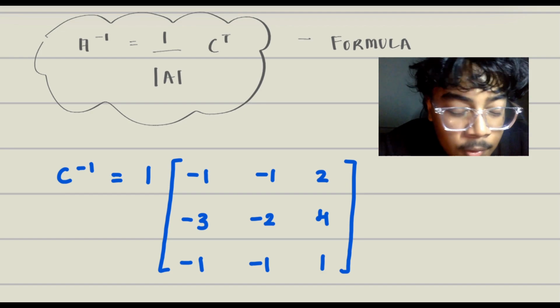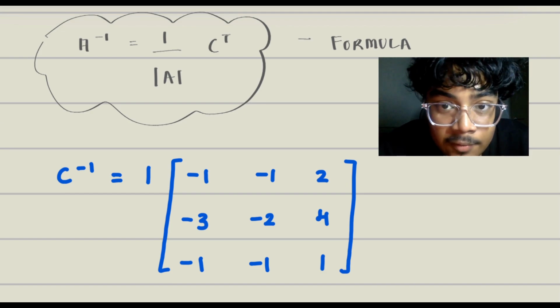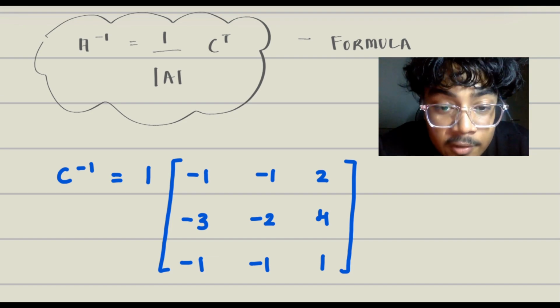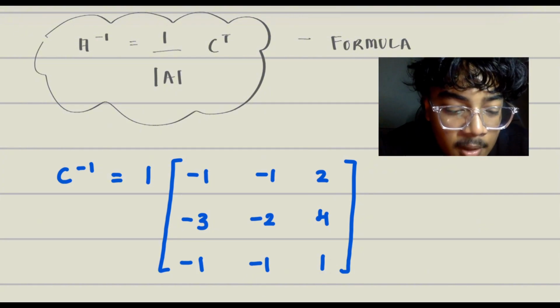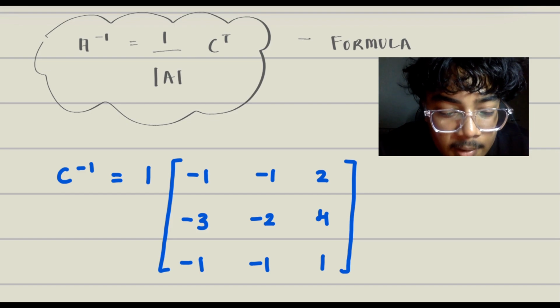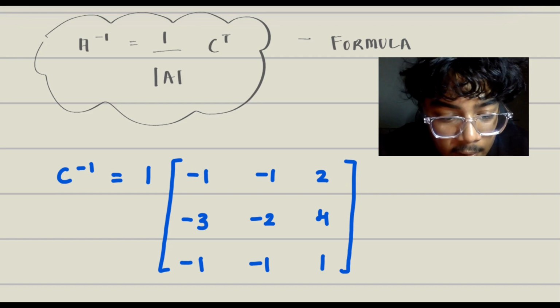And finally, we will go over the final step, which is step 5. So we have to find the inverse. So we will be using the formula C to the power negative 1 equals 1 divided by determinant C, then multiplied by adjugate C. So equals 1 multiplied by negative 1 and 2, then negative 3, negative 2 and 4, then negative 1 and 1.